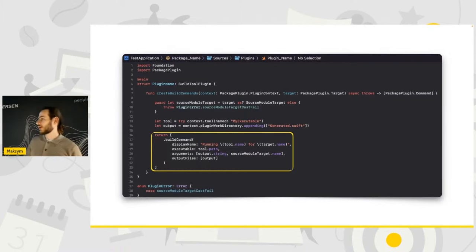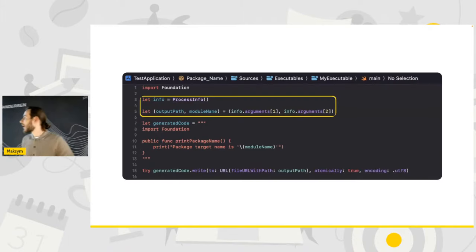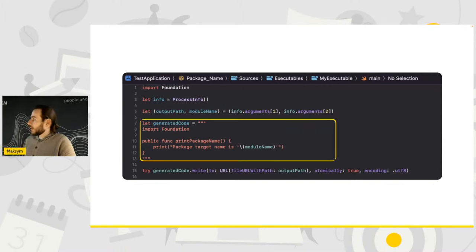So that's going to be a string which defines the place where we want to store the output of the executable, and the name of the source module target inside of which this plugin operates. We get it on line number 5. We have our output path and our module name, and we get them from our process arguments array. Then we have our generated code, which is literally just a string describing what kind of code is to be generated. That's going to be the form of the file which is going to be created here.